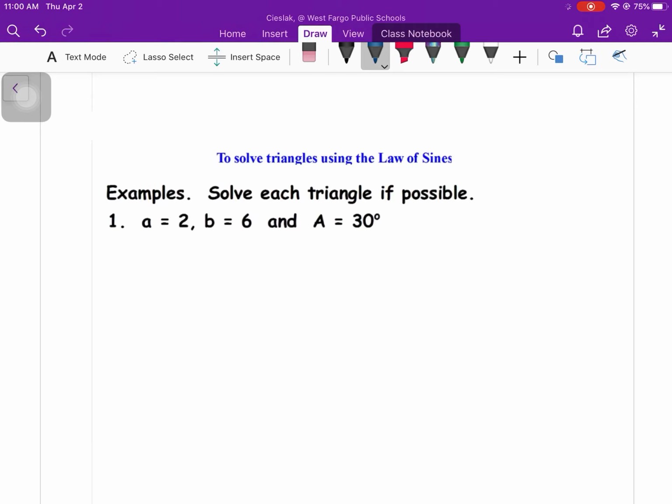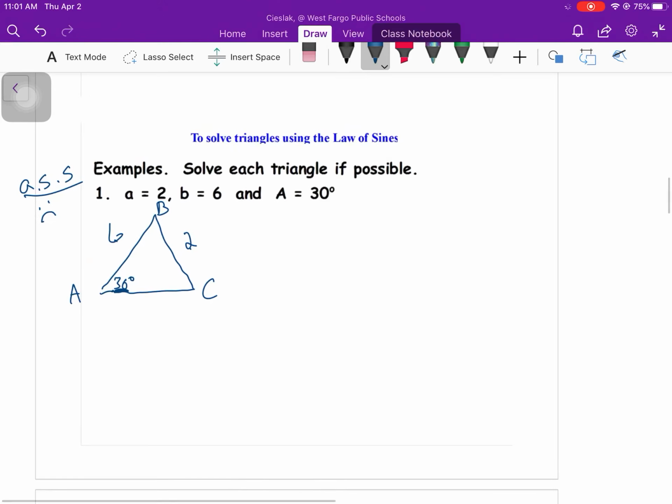Okay, so here is what we are going to start with, example 1. Draw yourself a picture. Again, they don't have to be to scale. Label it ABC or whatever is given to you. I'm telling you that angle A is 30 degrees, opposite A is 2, and B is 6. Okay, so this is an example of you've got angle followed by side by side. So this is angle, side, side. I always put a frowny face here because now we've got a little extra work to do to solve this.